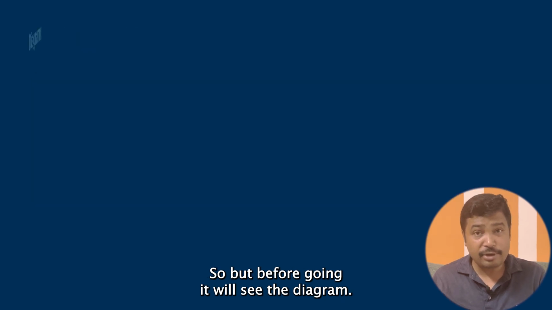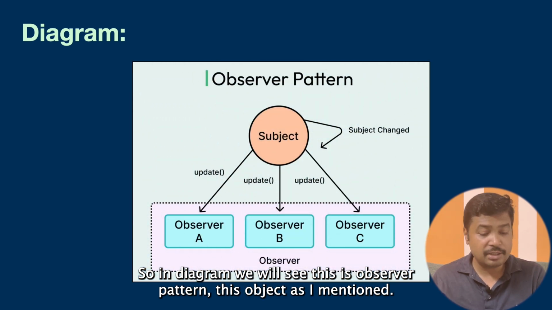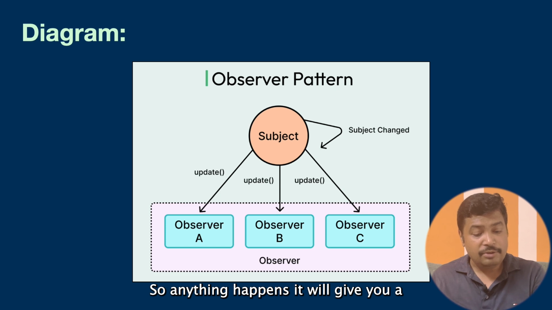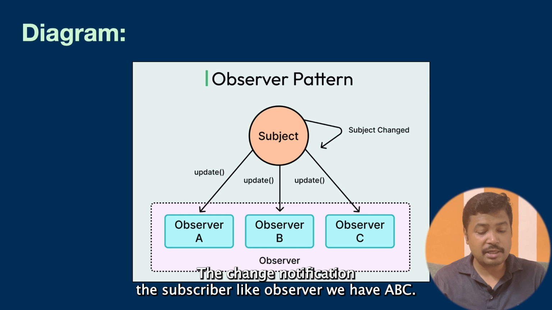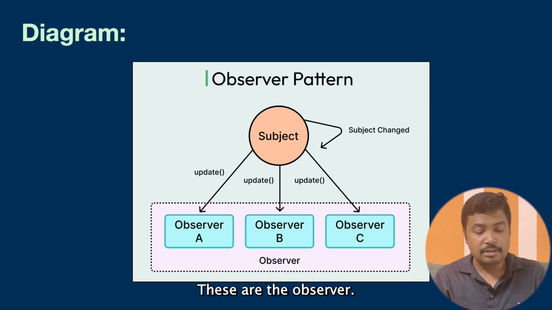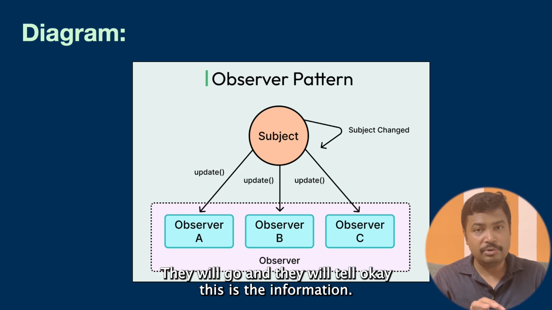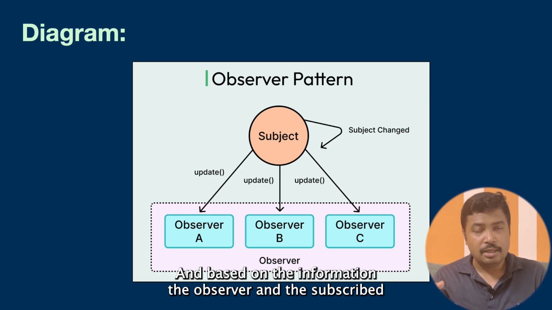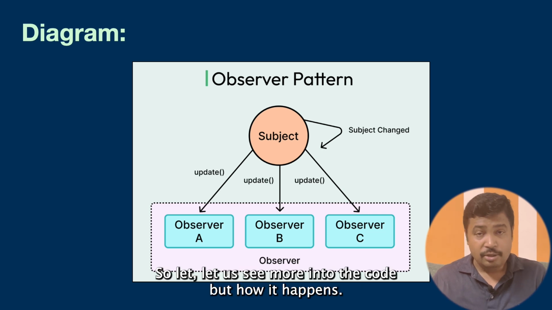But before going ahead, we'll see the diagram. In the diagram we'll see this is the observer pattern, with the subject as I mentioned. Anything that happens, it will give you a change notification. The subscribers, like the observers A, B, C, will understand the information and they will act. In the same way the update method will come, they will go and say, okay, this is the information, and based on the information the subscribed object will do the needful accordingly. So let's see more into the code part, how it happens.